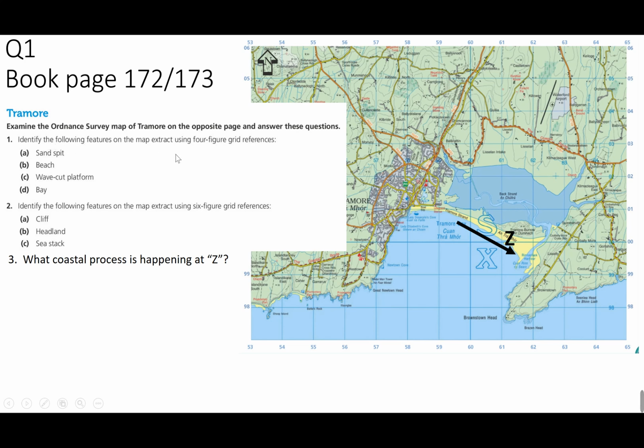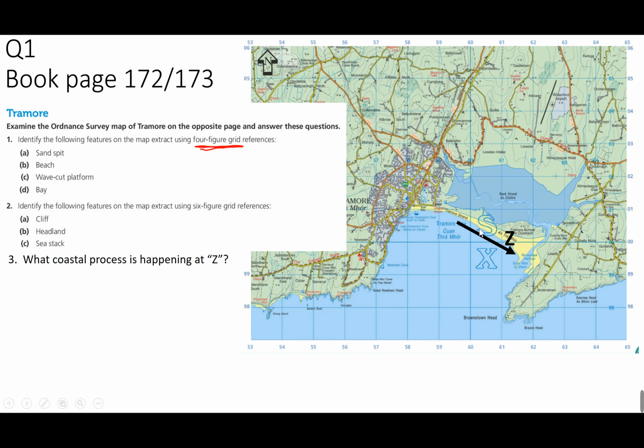Identify the following features using a 4-figure grid reference. Please pay attention to that. It's only a 4-figure grid reference. You need to do a sandspit. So basically any part of the sandspit, give a 4-figure grid reference for that.